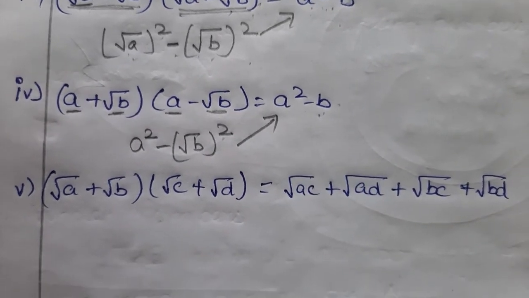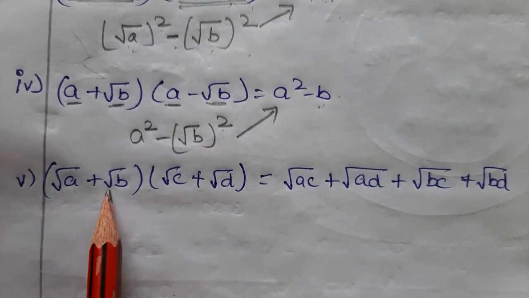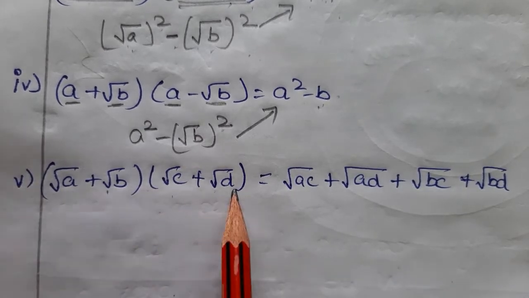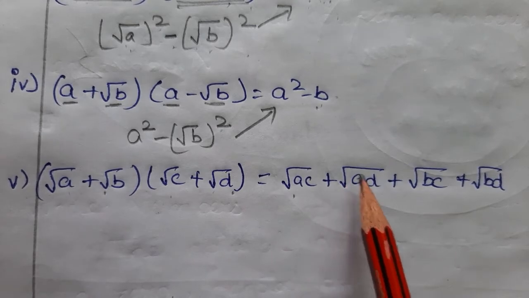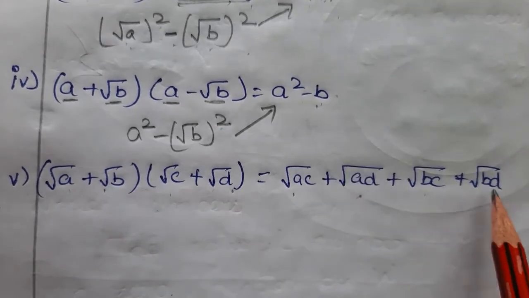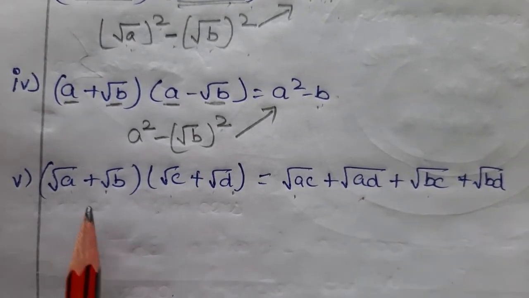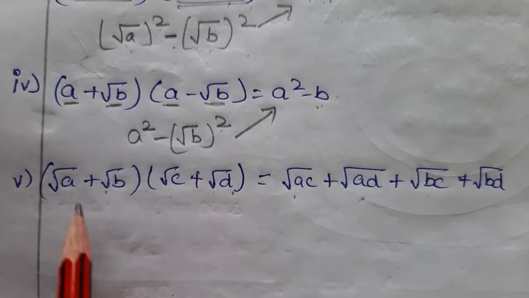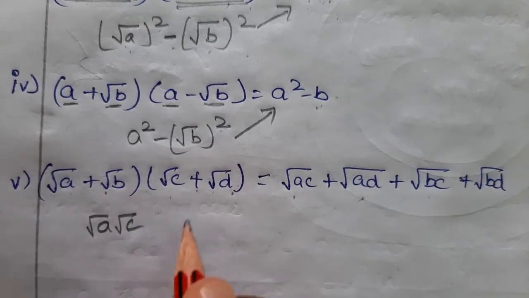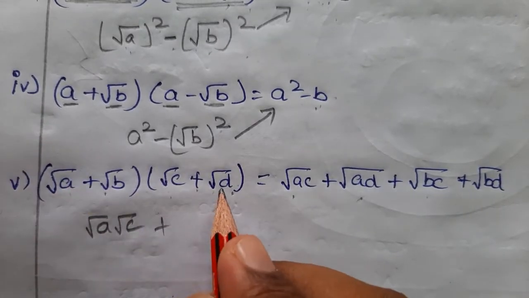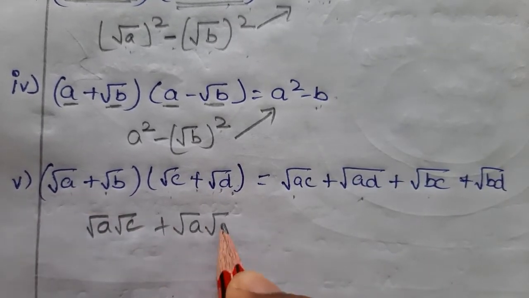So next identity is (√a + √b)(√c + √d). The result is √(ac) + √(ad) + √(bc) + √(bd). Here we multiply √a into the two terms, right? When you multiply, you get √a into √c, plus √a into √d.